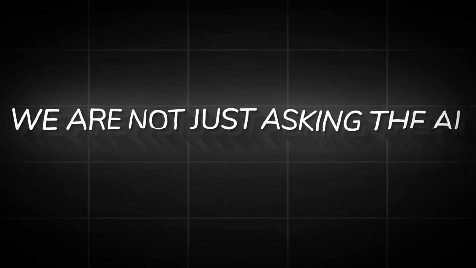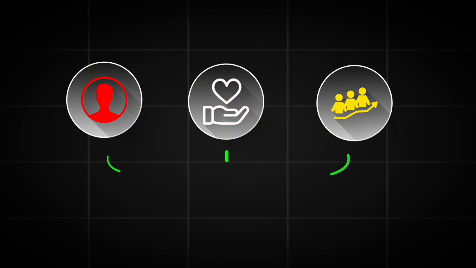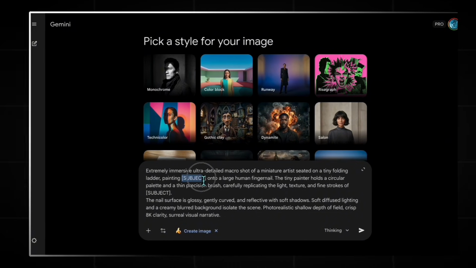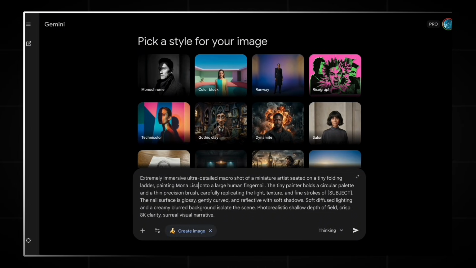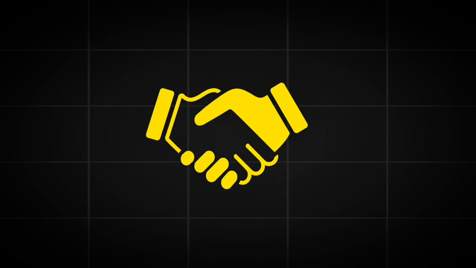We are not just asking the AI to paint a nail, we are giving it a character, a tool, and a stage. That forces the model into extreme depth calculation. I'm replacing the subject placeholder with Mona Lisa. The prompt references subject twice, once for what is being painted and once for the fine strokes to replicate. Both need to match exactly.